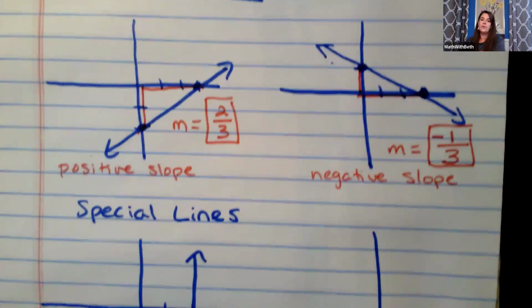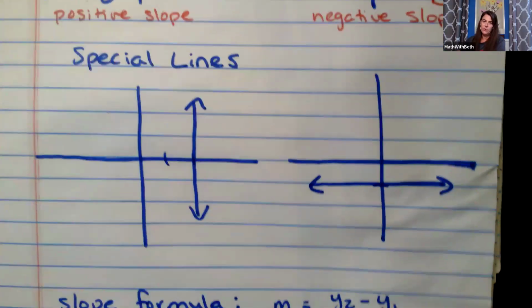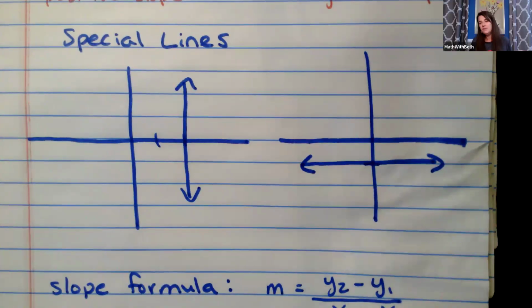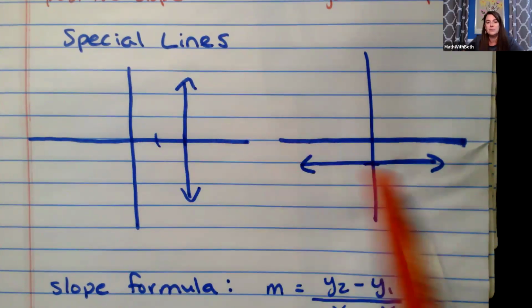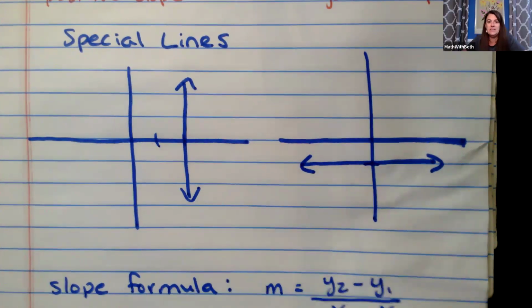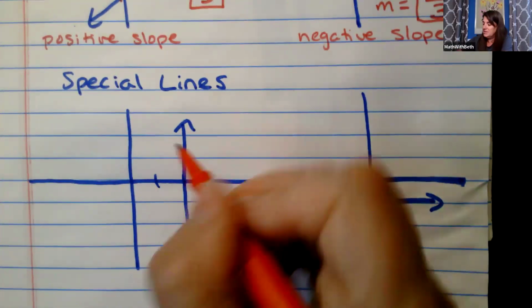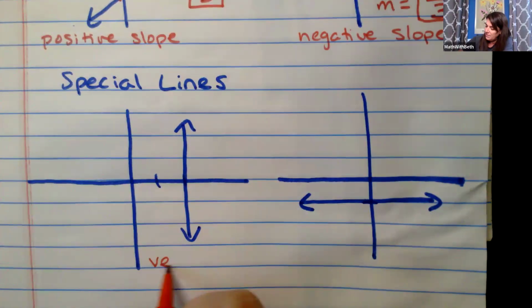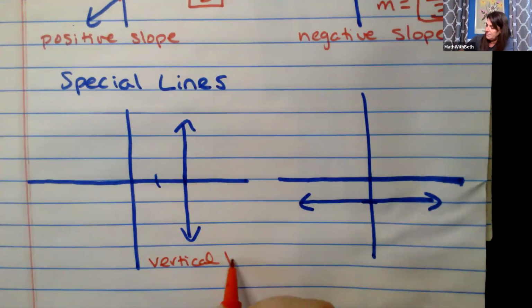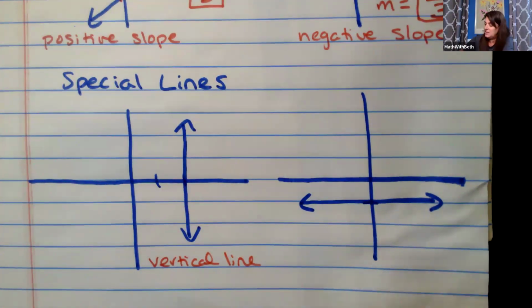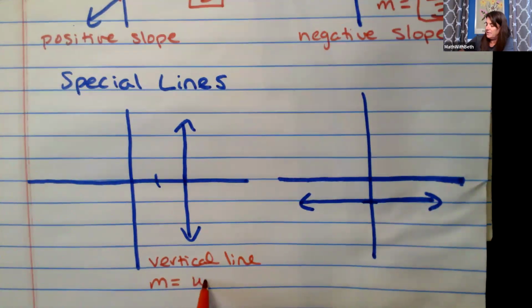There are 2 special types of lines, though, where you can do it the same method, but it sometimes gets confusing because zeros are involved. So these 2 I consider special lines, and it is easiest to just memorize what types of slopes they have. So this is a special line because it's straight up and down. It's called a vertical line. And its slope is undefined.